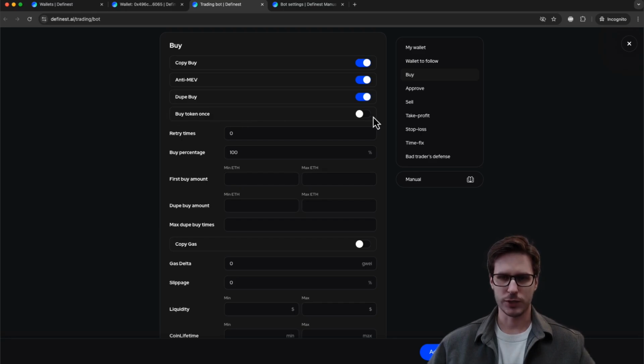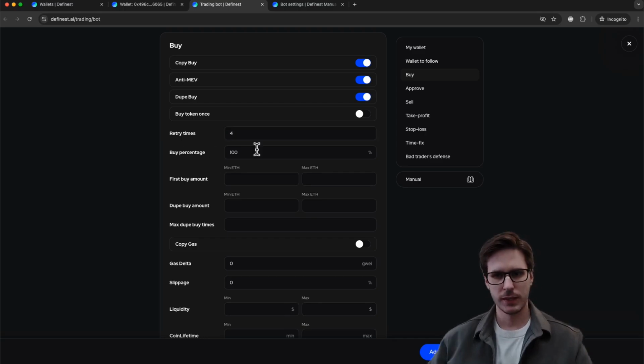This is necessary so that you can buy a token only once for the entire history of the wallet. It's a global setting. Next, retry times. This is how many times we will attempt to repeat the purchase in case of an error. I recommend setting it to 4.